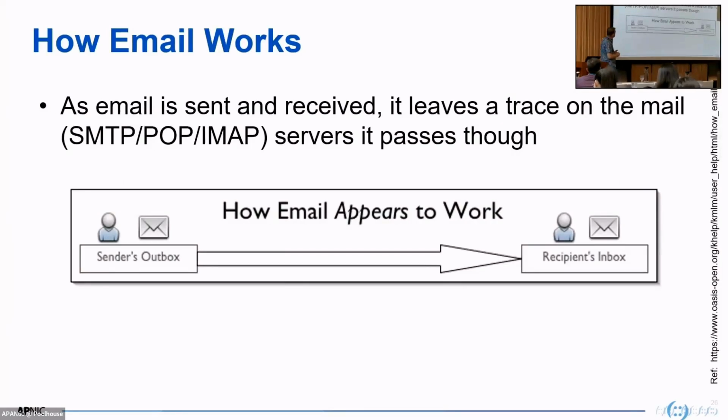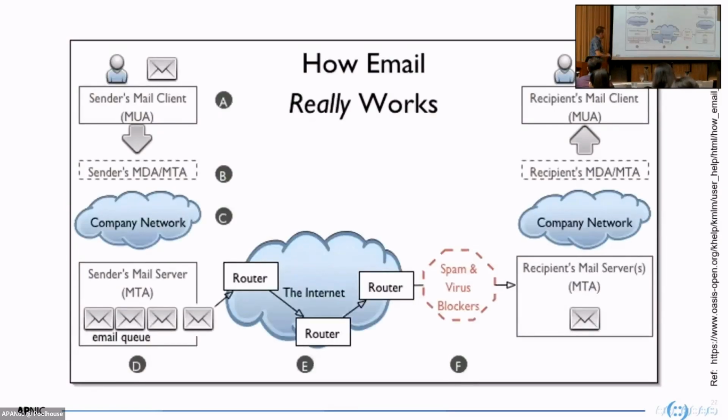I didn't create this one myself, but how email appears to work is that I send an email and it goes directly from my outbox to somebody's inbox, and nothing in between for that. How email actually works, there could be some improvements made to this image, but we'll go through and use it. This is assuming standard mail clients like running Outlook on your desktop. So you have your mail client, you send it through your mail delivery agent, through your company network to the company's mail server. So if it's Outlook, this is now going through Exchange as the outbound mail server.